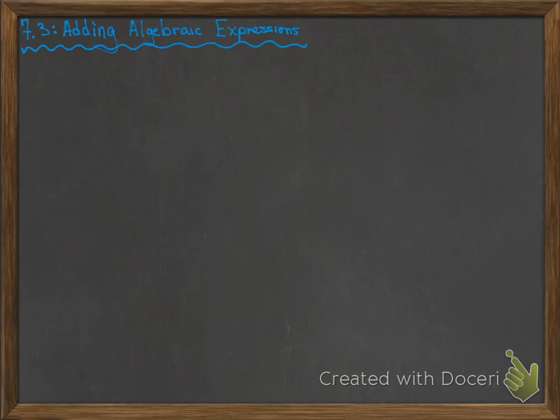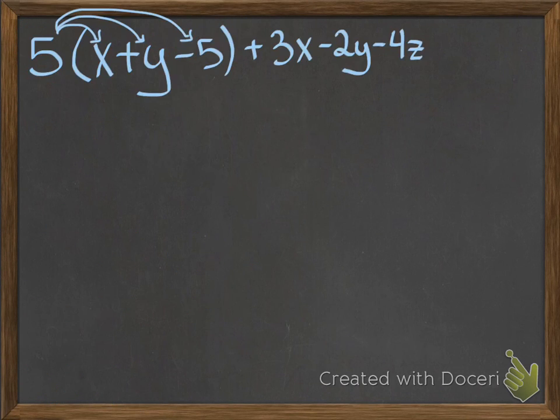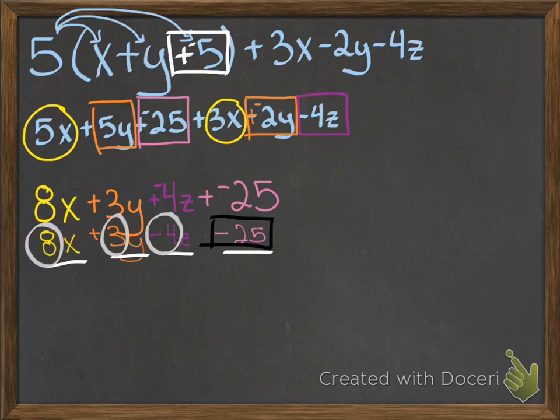That sums up 7.3, adding algebraic expressions. Tomorrow we'll talk about subtracting algebraic expressions. That's just one more step in the process. So if you are able to combine like terms and identify number of terms, coefficients, and variables, you're all good to go.